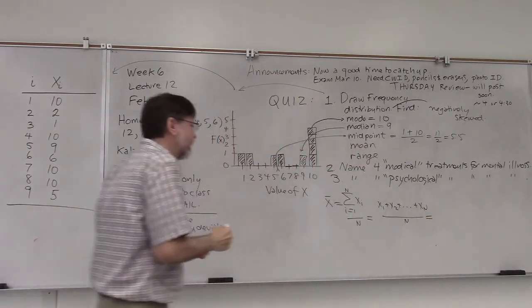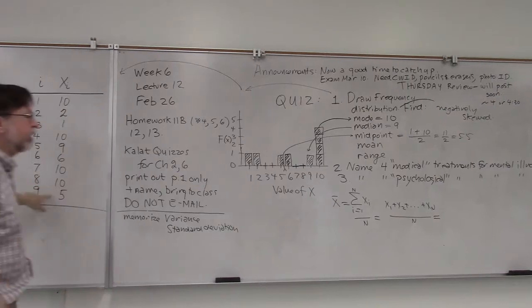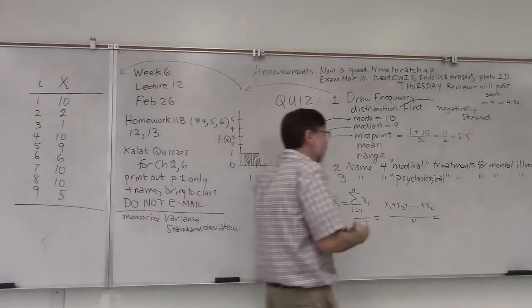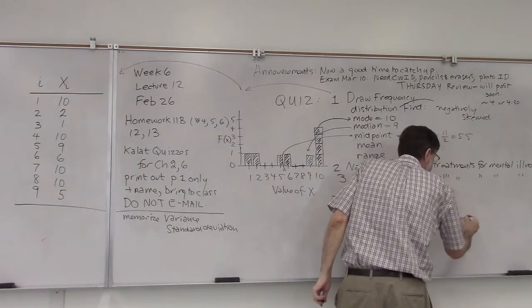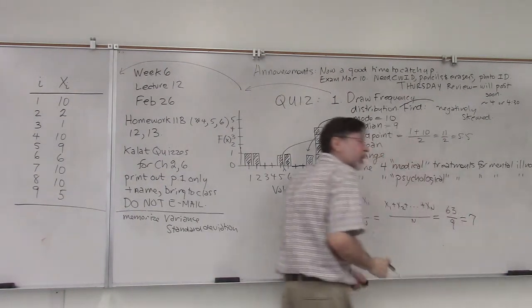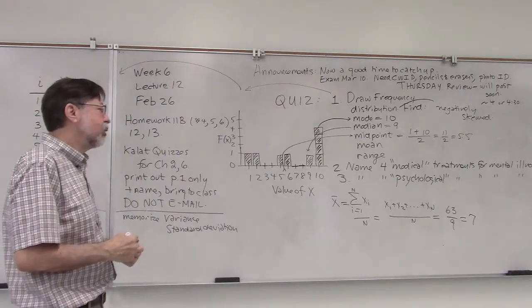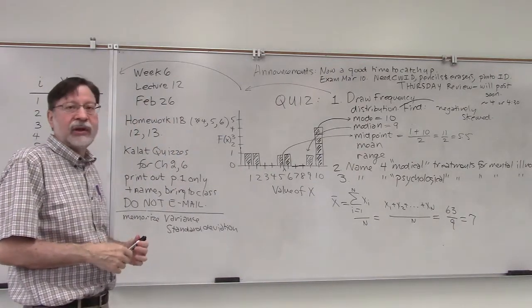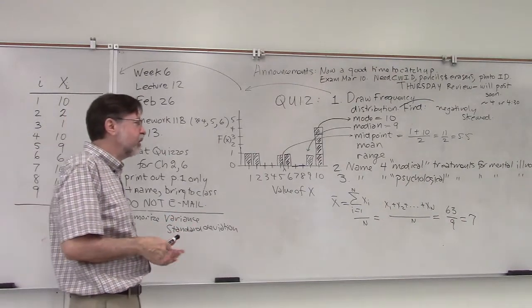And in this case, that's 10 plus 2 plus 1 plus 10 plus 9 plus 6 plus 10 plus 10 plus 5 is 63, divided by 9, is equal to 7. And I got 7 for the mean. All right, good. Any questions about how to calculate the mean? So you take all the numbers and add them up and divide by the number of numbers you have.